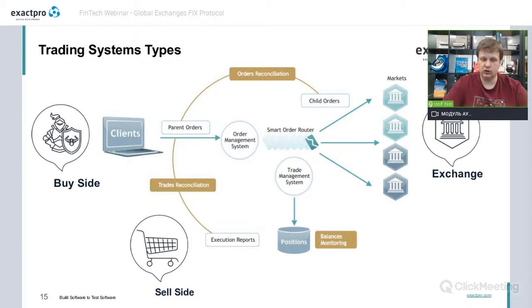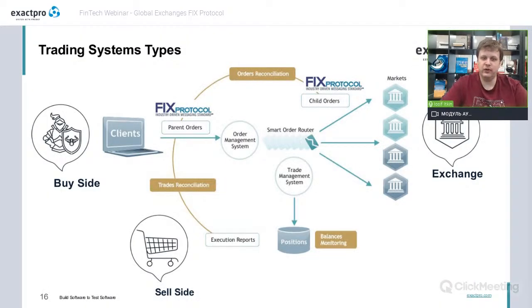A client sends an order. Here it is, the parent order. Then the order management system within the sell side decides what to do with the order and produces child orders that are sent to markets, to different exchanges.